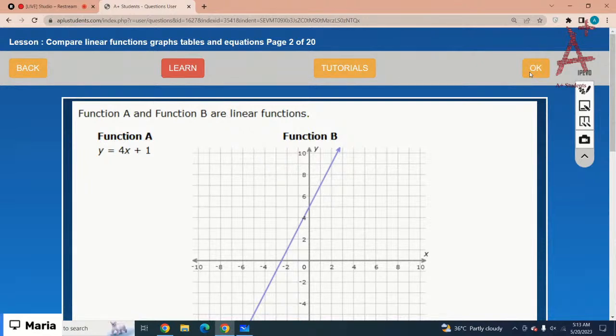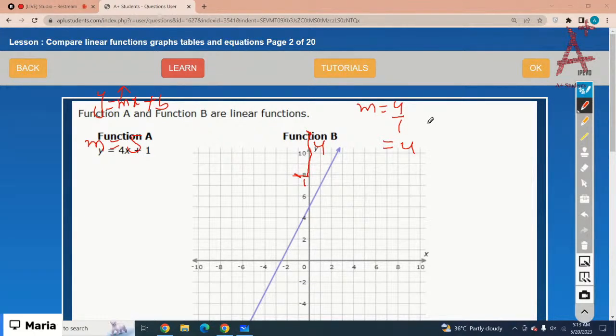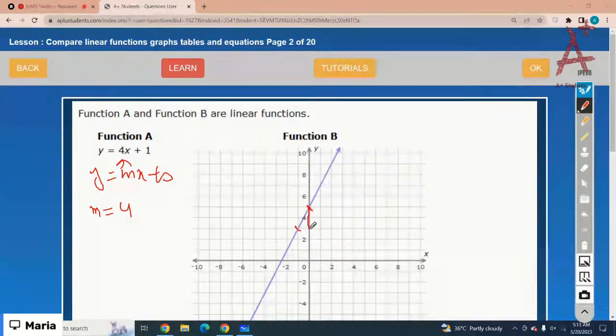Okay, function A and function B are linear functions. So let's just see the slope of function A. y equals mx plus b. M is 4. The slope of function A is 4. Now just look at the slope of the function B. Slope of function B is 2 over 1. That means the slope of function B is 2.